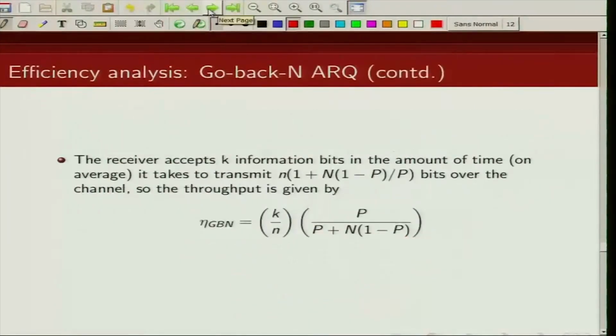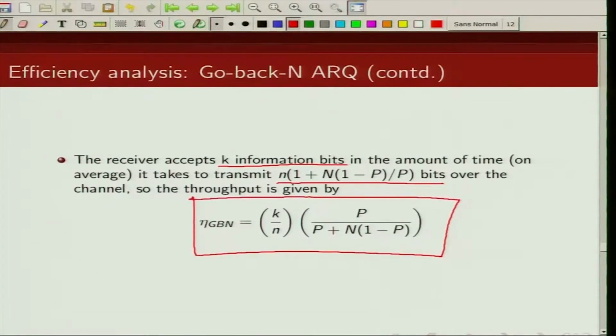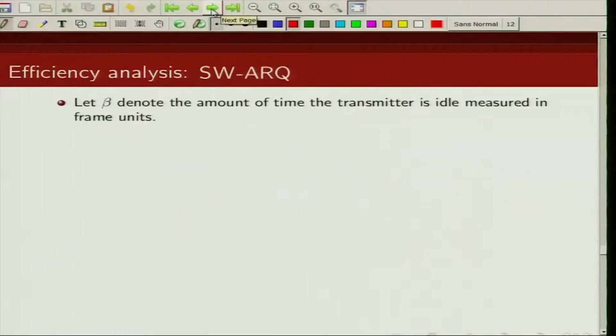Now remember, the receiver is accepting k information bits in this amount of time, where it takes to transmit this many bits over the channel. So the throughput of Go-Back-N is given by this expression. Now this quantity is less than what we can achieve from the selective repeat scheme. And finally, we do this analysis for stop-and-wait ARQ.